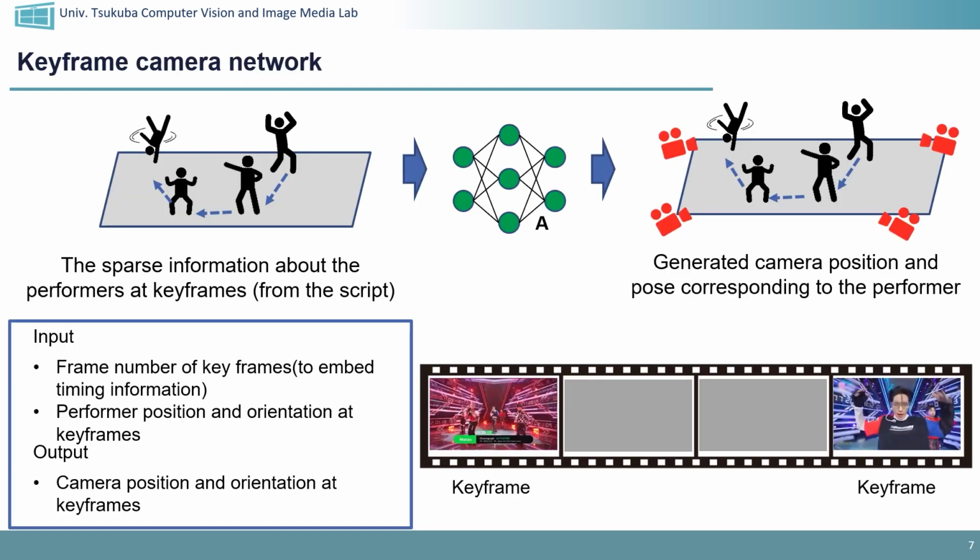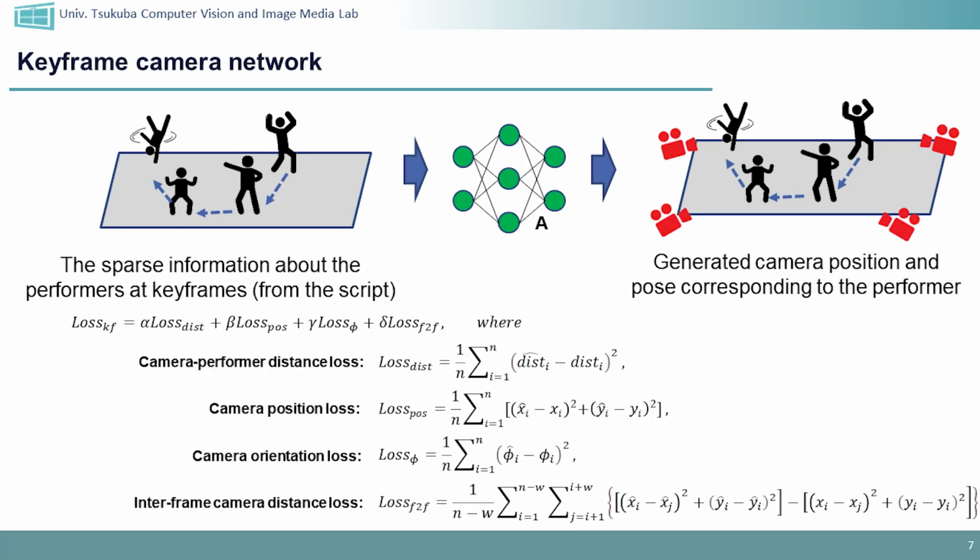The goal of the keyframe camera generation network is to generate camera positions and orientation for key moments in the performance, such as the beginning and stopping points, which are the keyframes of the performance. The network uses the performer's position information and body direction from the keyframes obtained from the progression script, as well as the frame number representing the timing during the performance, as its inputs and outputs the corresponding camera position and orientation. The loss function for the keyframe camera generation network is made of four terms.